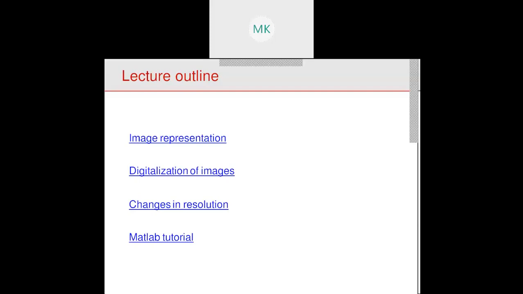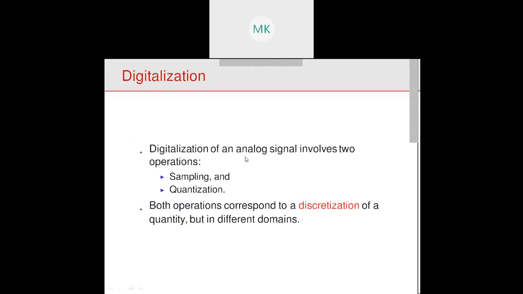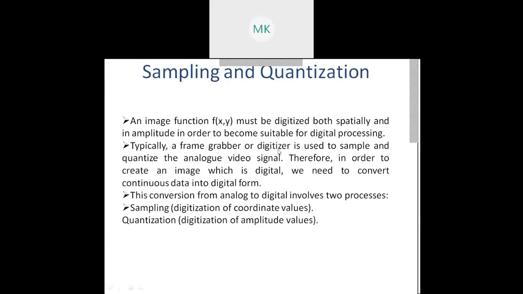Next we'll consider digitization. Digitization is nothing but converting the analog signal into digital form by applying two operations. First is sampling, second is quantization. Both operations correspond to discretization, that is, converting a quantity into discrete form, but in different domains. So we need to consider sampling and quantization.